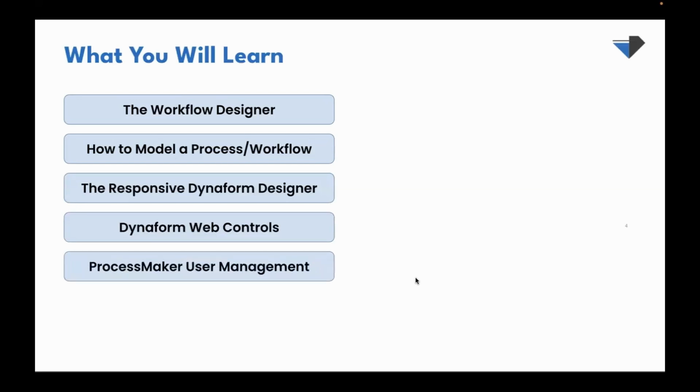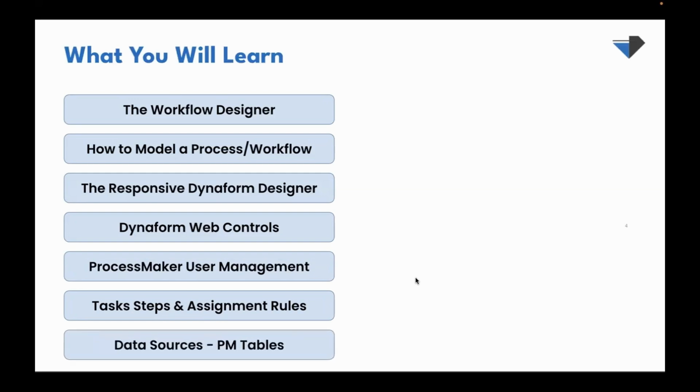Then we shall discuss user management in ProcessMaker, which includes users and groups and departments and roles. And then we'll move on from there to look at tasks. The task is a basic unit in your process flow map. What are task steps and what are the assignment rules available to us in ProcessMaker. And then we'll look at ProcessMaker tables as a form of data sources in ProcessMaker.